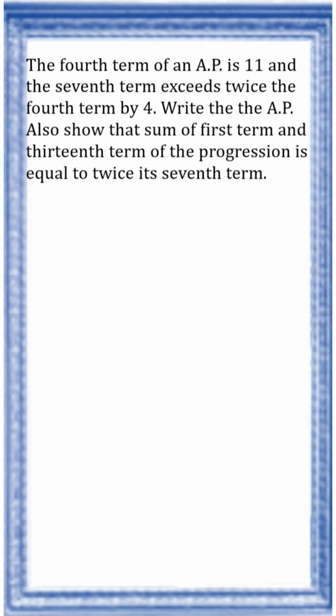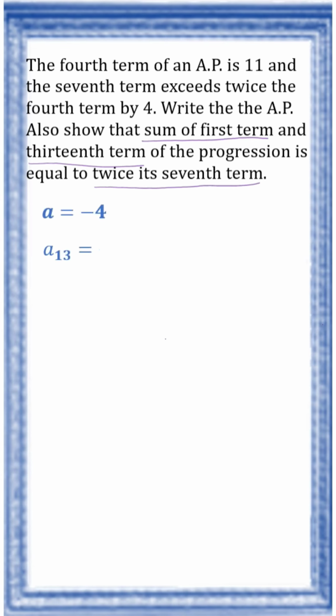Okay. Now we also have to show that the sum of the first term, which we have already found is negative 4, and the 13th term, equals twice the seventh term. We add the first term and the 13th term and get the result, and we have to show that it is equal to twice the seventh term. The seventh term we have also already found in the previous part. It is 26. Okay, now let us proceed.